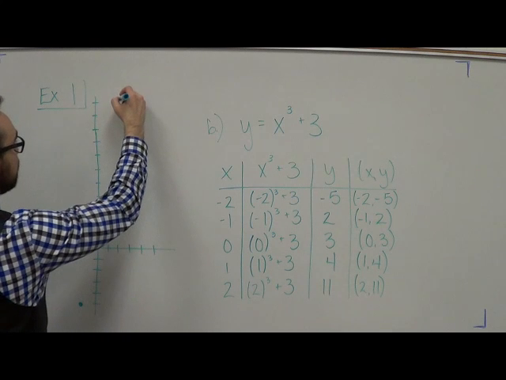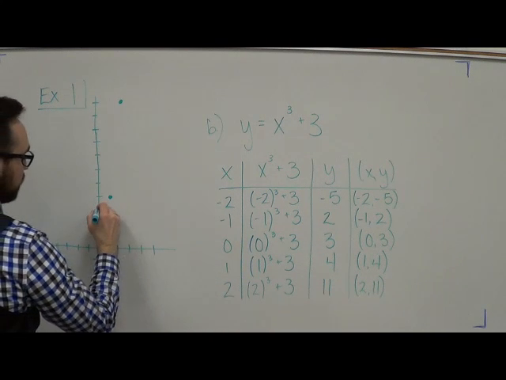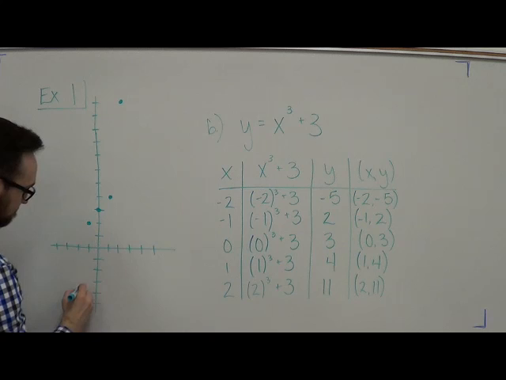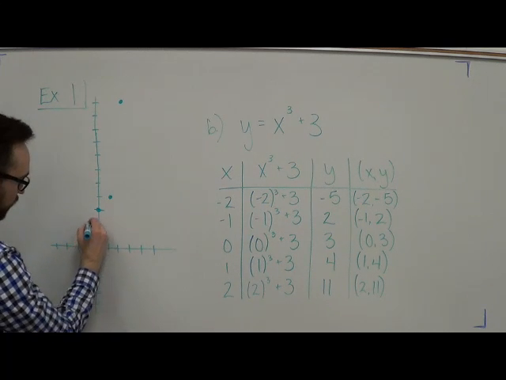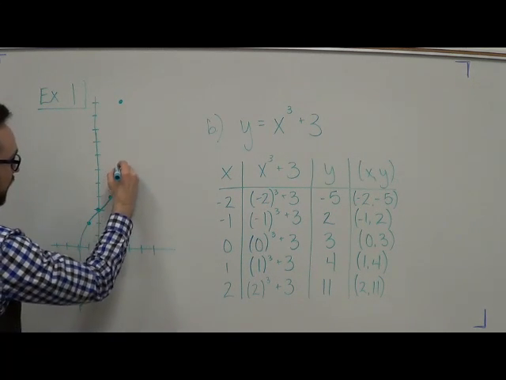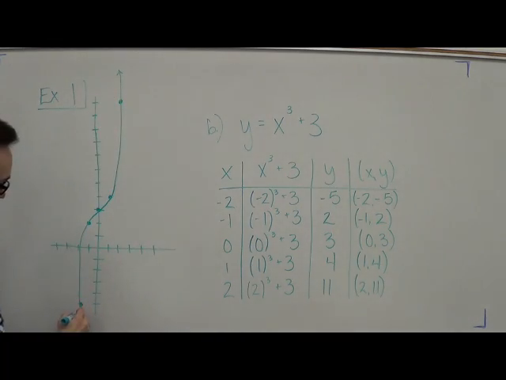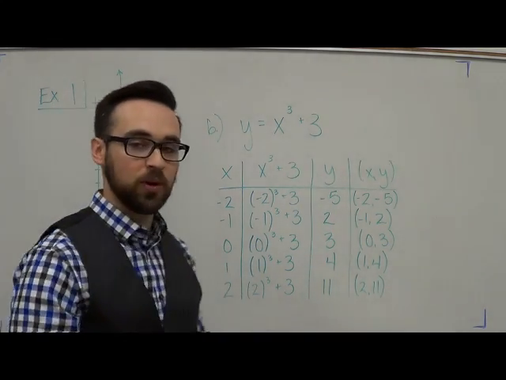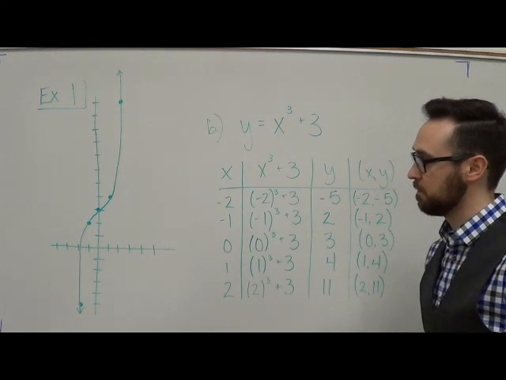And then we'll go all the way up to 2, 11. So if I come up, we curve it here, and then I continue to move in the upward direction. So that curve happens where the points are really close together.